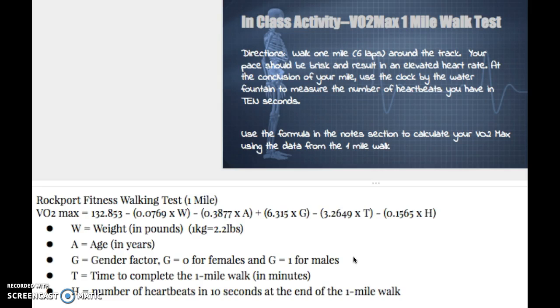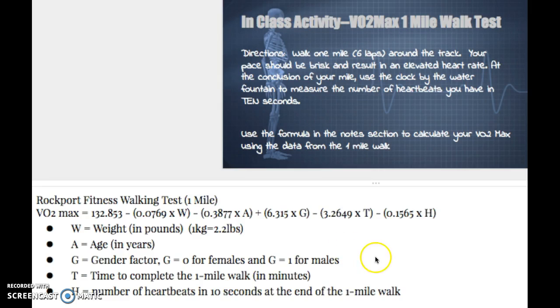Your age in years. Gender factor: girls, you're going to plug a 0 into this equation. Males, you're going to plug a 1. And the time to complete the 1 mile walk in minutes. What if you finish the mile walk in 16 minutes and 30 seconds? That would actually be 16.5, so make sure you convert those seconds into a decimal.